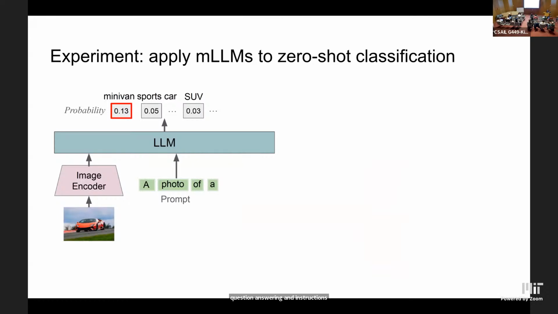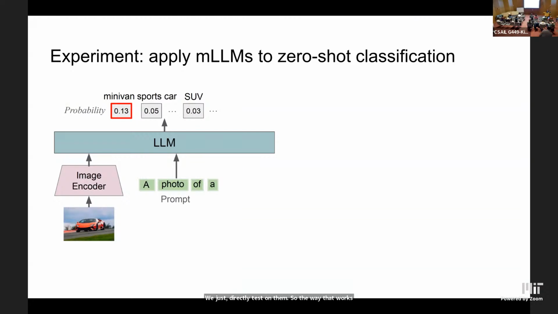The first thing we wanted to do is to see, if we apply these MLLMs to zero-shot classification, how well will they do? And as you already saw, if you just directly ask a question, is this a sedan or something else, some of them will even have a bias to always say no. So it's not the best way of applying them to zero-shot classification. By the way, zero-shot just means we don't fine-tune on those specific categories. We just directly test on them.